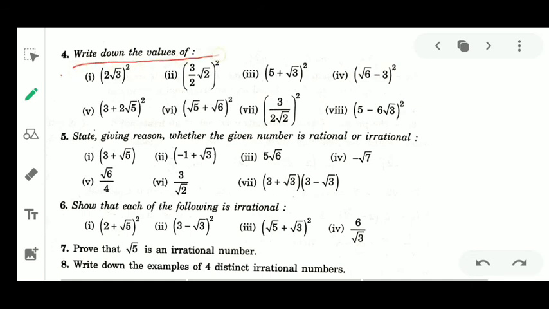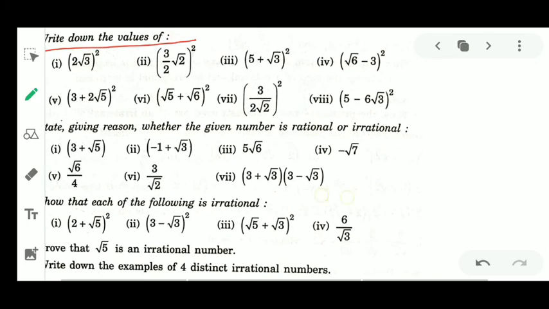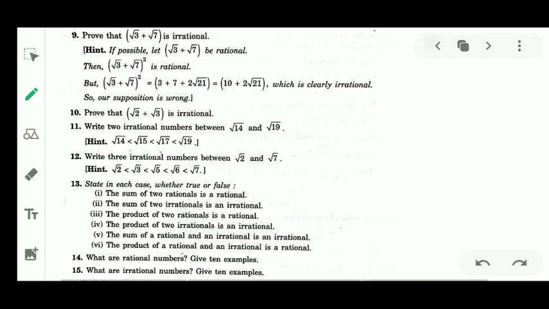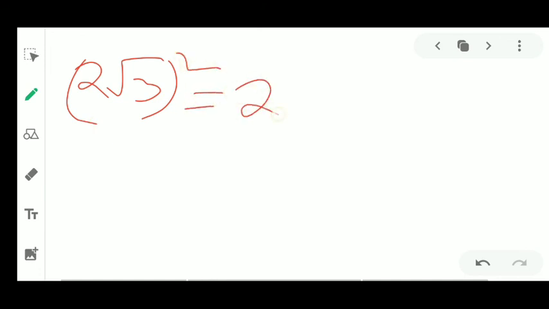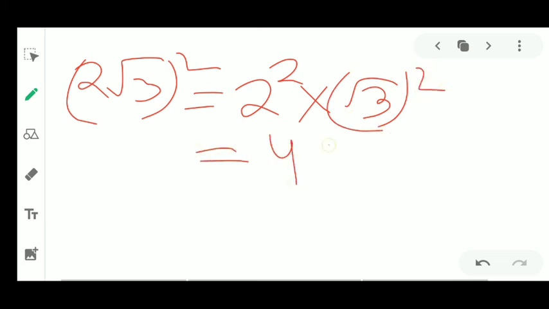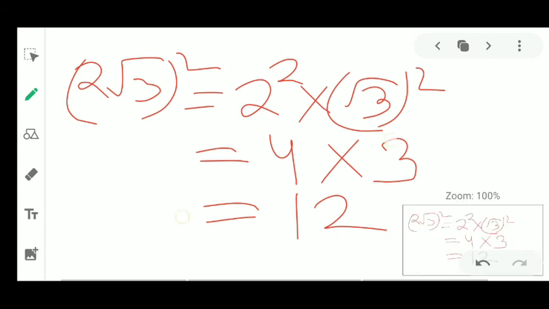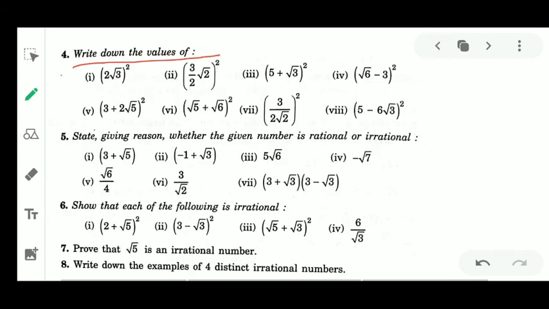Then question number 4. Write down the values of (2 root 3) squared. Here we have (2 root 3) squared. Now you can write 2 squared into the square of root 3. Now 2 squared gives us 4 and the square of root 3 gives us 3. Now 4 into 3 equals 12. That is the value of (2 root 3) squared. This is how we have to find out the rest of the following.